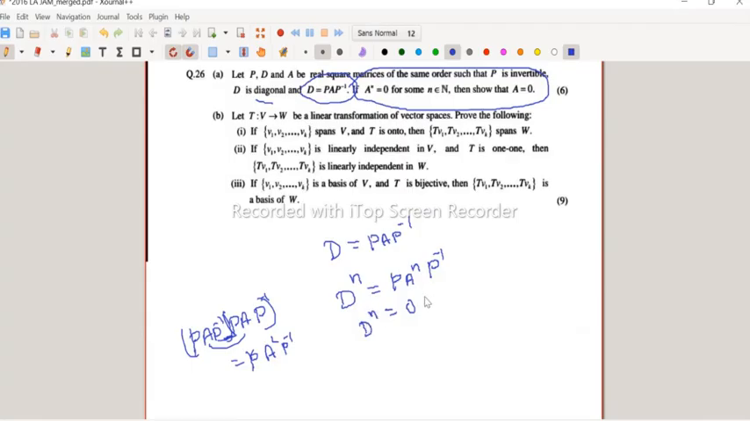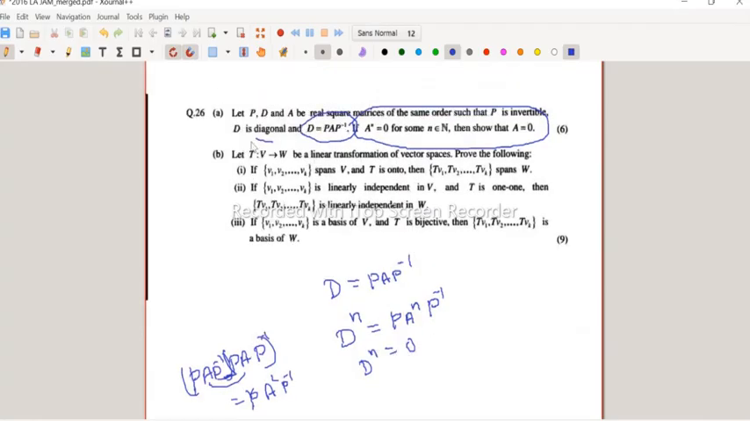Now what is D actually? It is given that D is a diagonal matrix. If you take the product of two diagonal matrices, again we get a diagonal matrix. Suppose D equal to diagonal lambda 1, lambda 2, and so on, only the diagonal elements are non-zero, all others are 0. Now what is D square? Again we get lambda 1 square, lambda 2 square, and so on on the diagonal.